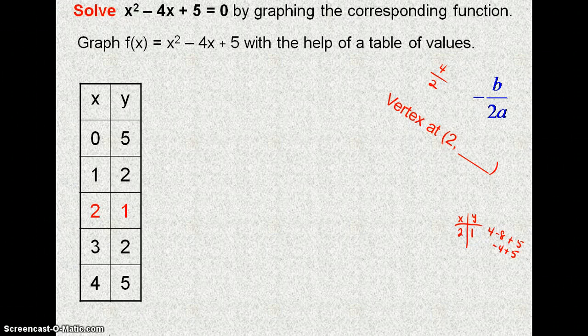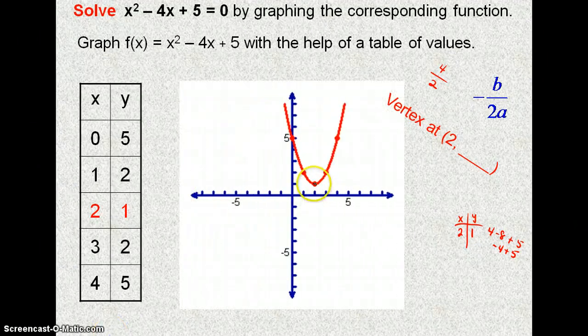Graph that. So graph your vertex first. Then put more points in. I'm going to put in 1, because it's to the left of my vertex. If I put 1 in, I get 1 minus 4 plus 5. That's negative 3 plus 5, which is 2. So I would plot this point. I would think about my axis of symmetry, map that over there, and then draw this.